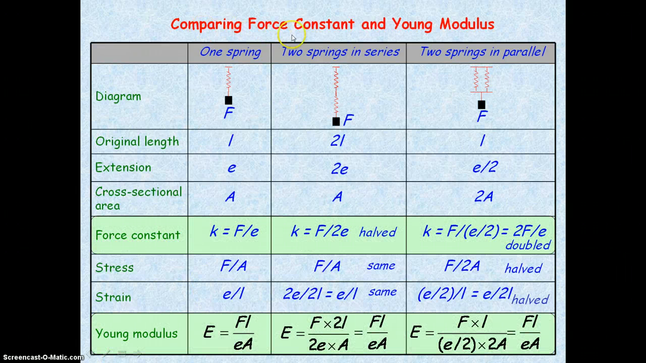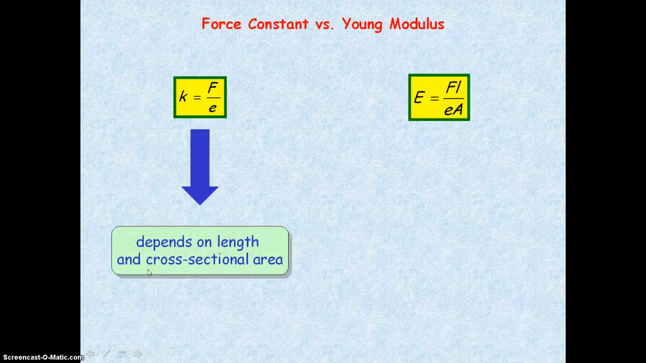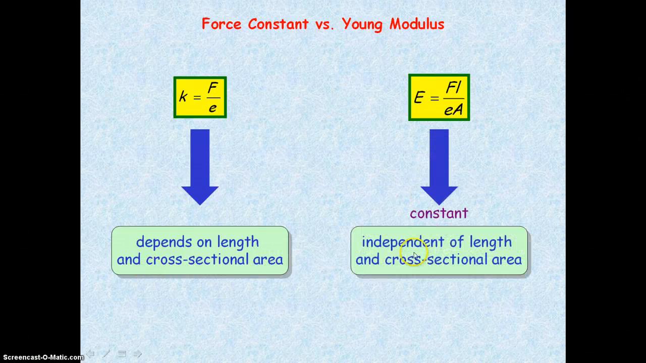So what you can see when we're comparing the force constant and the Young's modulus for these three spring combinations is that the force constant changes when you change the original length and when you change the cross-sectional area. But the Young's modulus has remained the same, so it's a constant. It's independent of length and the cross-sectional area, the dimensions of your material. It will still give the same value. So the force constant depends on the length and the cross-sectional area, whereas Young's modulus is independent of the length and cross-sectional area of the material and so remains constant.